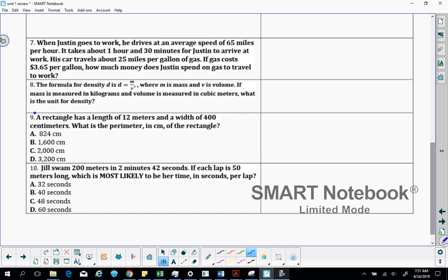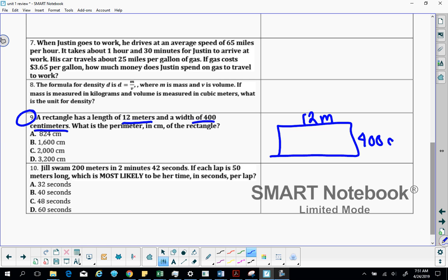So this says a rectangle has a length. So first of all, it says a rectangle. What should I draw on my paper? A rectangle, right? So first I'm going to draw a rectangle, no matter what. All right, has a length of 12 meters and a width of 400 centimeters. What is the perimeter in centimeters of the rectangle?